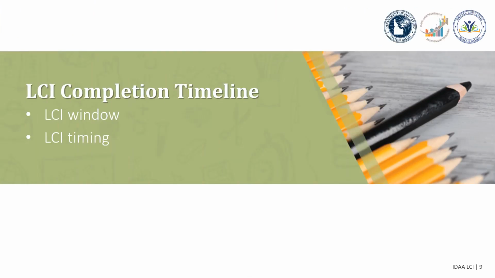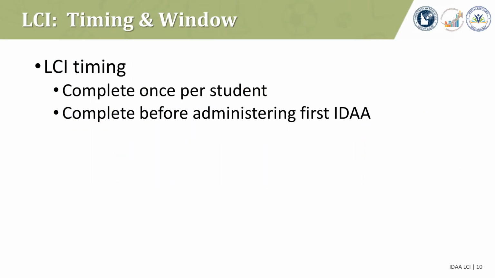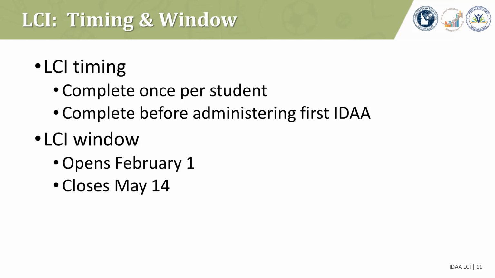Now let's take a look at the LCI completion timeline. From a timing perspective, you will complete the LCI only one time for each student taking the Idaho Alternate Assessment. And you must complete the LCI before you can administer the test to a qualifying student. It does not matter which content area you administer first, ELA, math, or science. You just have to complete the LCI before the student can access their first test.